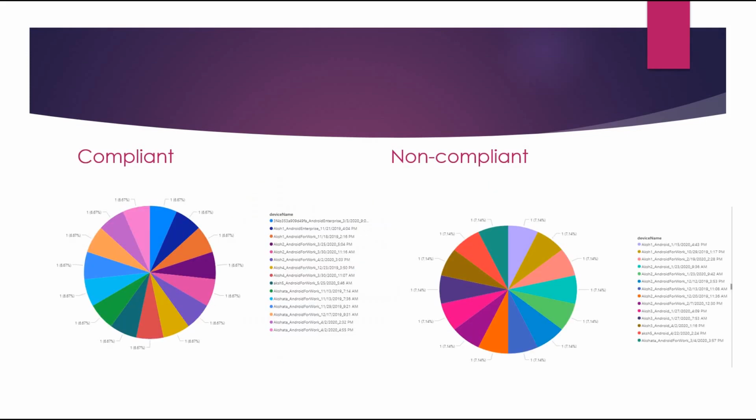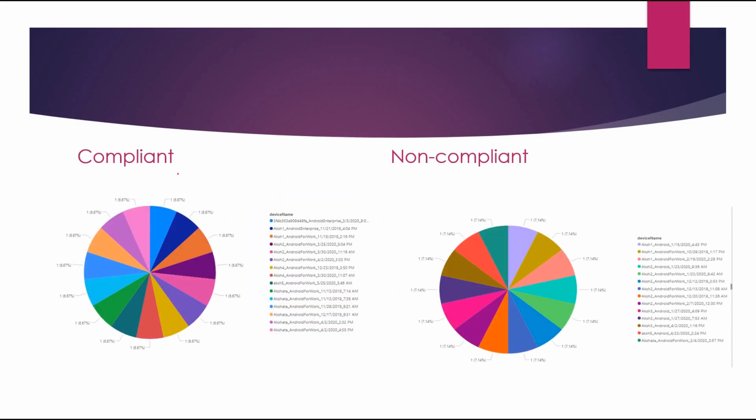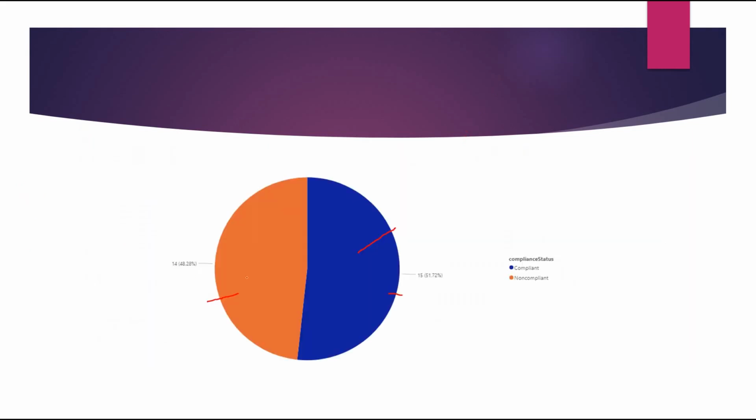Now, if I double click on any of them, let's just say I double click on this. This is what a drill down is. If I double click on this, then it tells me which devices are compliant and which devices are not compliant.